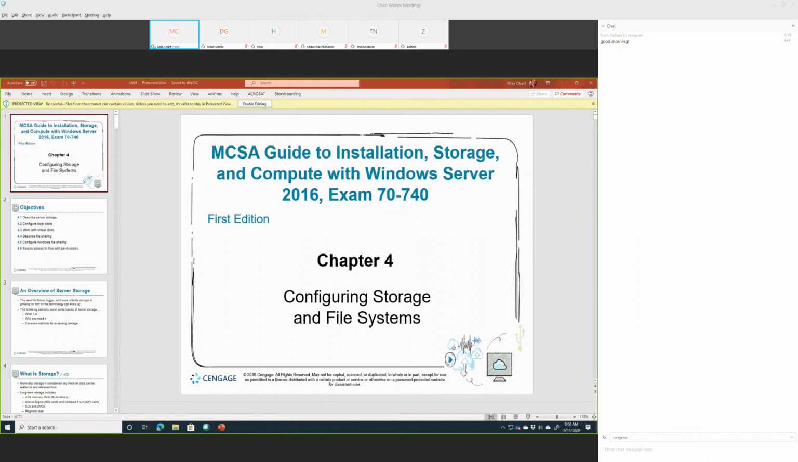Good morning. So we're gonna skip chapter 3 because it's complex and needs a lot of labs. I don't think we can do it. It takes a lot of time. So we decided to go to chapter 4, which is a very important chapter. It talks about configuring storage in file system.